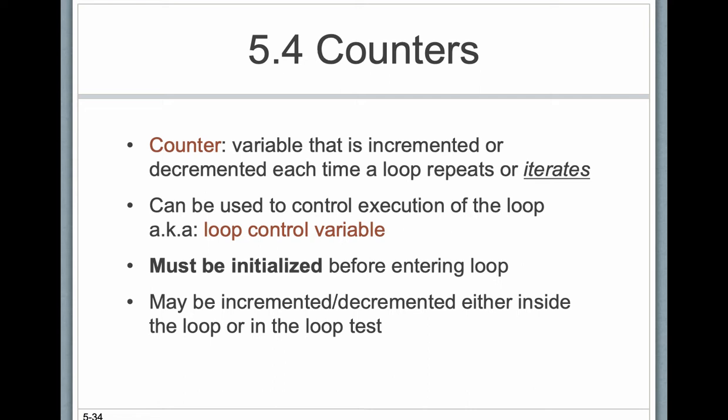And these control variables or counters can also be incremented or decremented inside the loop or in the loop test itself. In most cases, at least for the variants that we've discussed, which is a while loop and the next one would be the do while loop, these counters will have to be increased inside of the loop itself, inside of the structure of the loop, after the test, within the curly braces. Or if it's the case of a for loop, then that variable will be increased in the test itself.